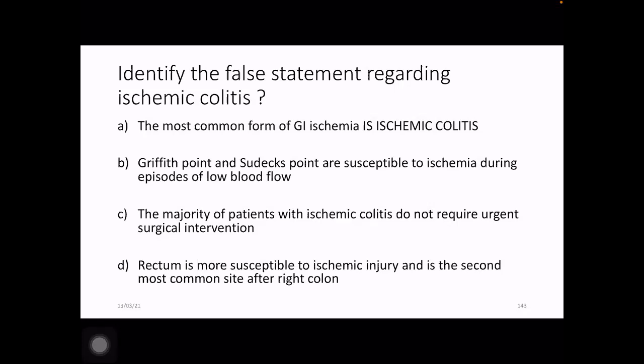Most of the time, this ischemic colitis will settle on its own, and it may not need a surgical intervention, unlike small bowel disease. Fine. So mostly it will settle on its own. It doesn't need surgical intervention in all the patients.